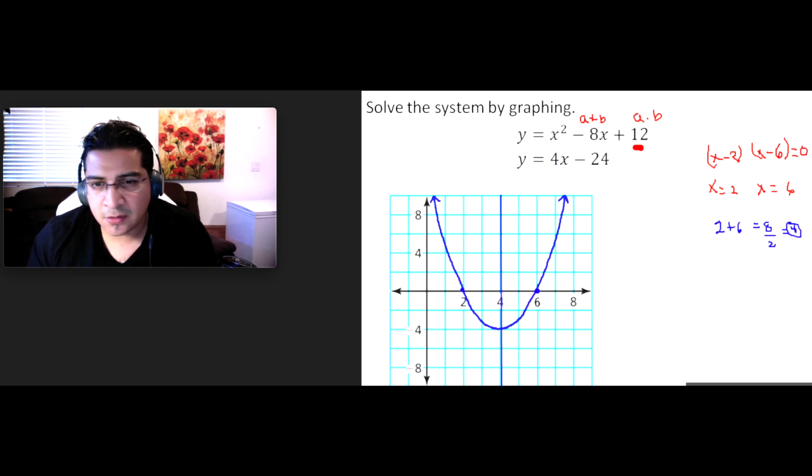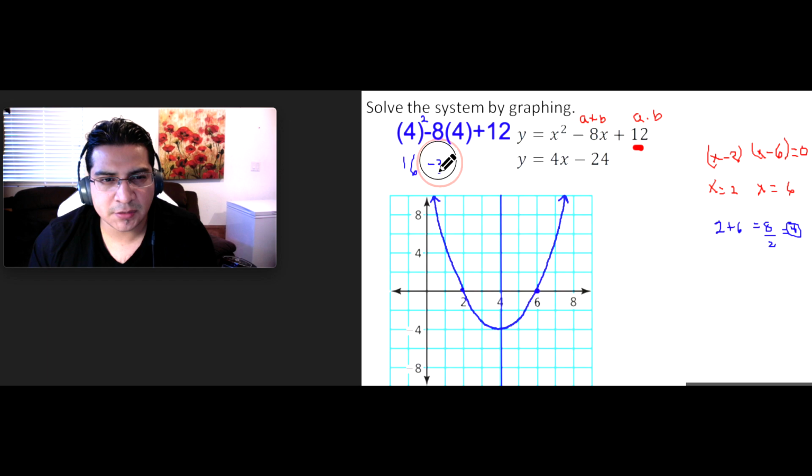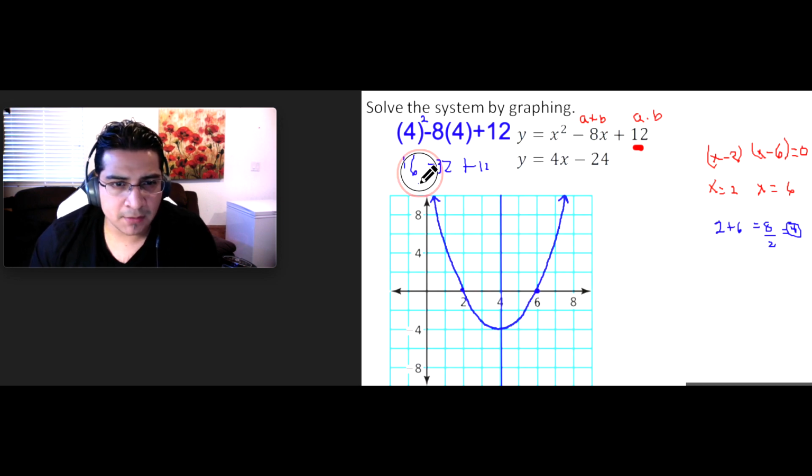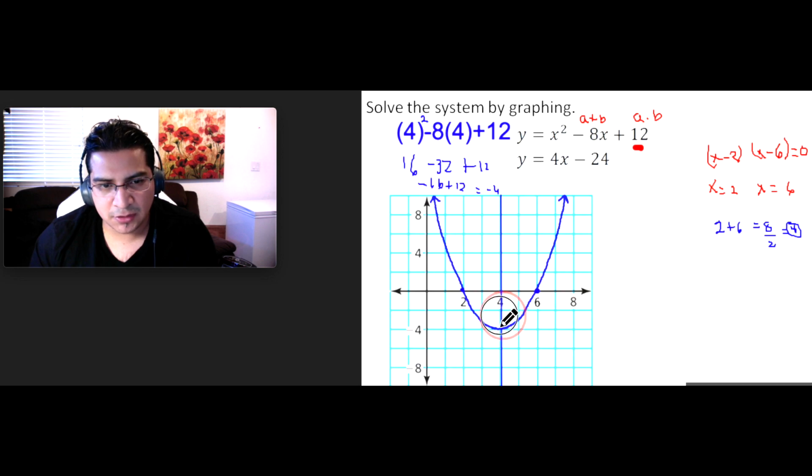Now, how low it's going to go, you just have to input the 4 into the equation. Let me type it for you. So that's 16 minus 32 plus 12. Well, we can clearly see right here that this is going to be minus 16 plus 12, which will be -4. And that's how I got the -4 right here. So that -4 is this point right here. That is my vertex.